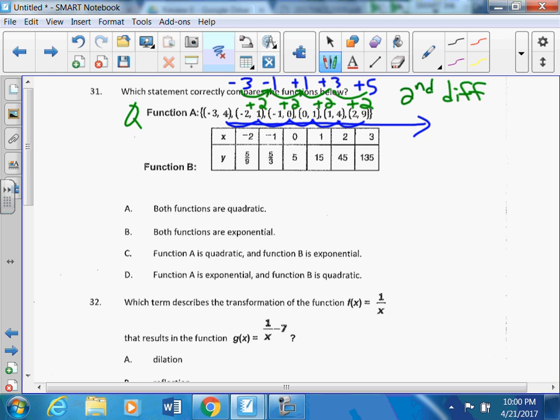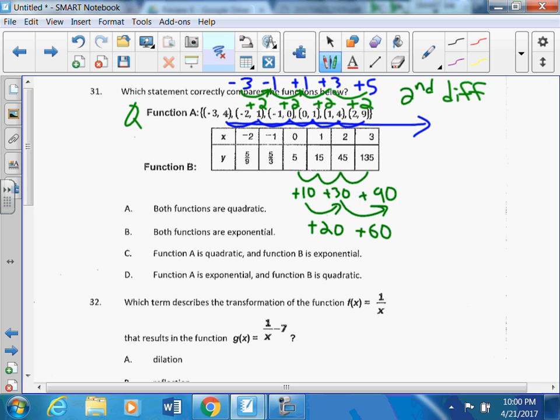Now, function B. I see 5 and 15 and 45, 135. Go from 5 to 15, it's +10. Go from 15 to 45, that's +30. 45 to 135, that's +90. That's the first difference. The second difference, go from 10 to 30, that's +20.